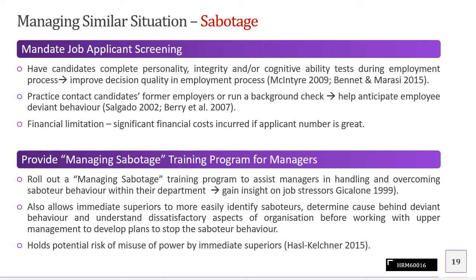saboteur behavior. Via this, immediate superiors would be able to identify saboteurs, determine the cause of the deviant behavior, and learn of any dissatisfactory aspects of the organization before working with upper management to develop plans to adequately motivate or remunerate employees to stop the saboteur behavior. However, as the strategy places a significant level of power in middle management, there is a risk of misuse of power by these immediate superiors.